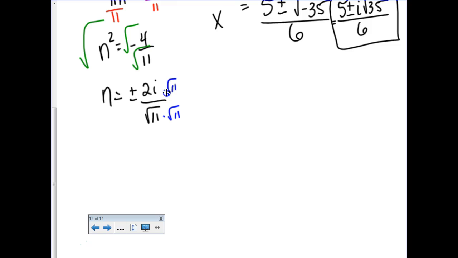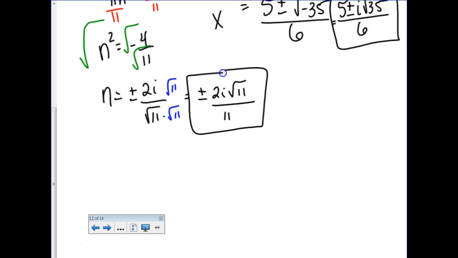But you have to do it up here as well. So we have like a mixed number up here in the numerator. 2i and the square root of 11 cannot combine in any way that makes sense for us, so we're just going to leave them separated. So the solutions are plus and minus 2i square root of 11, all over 11.